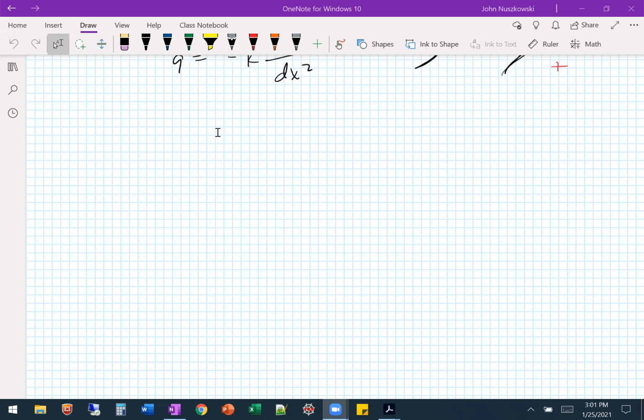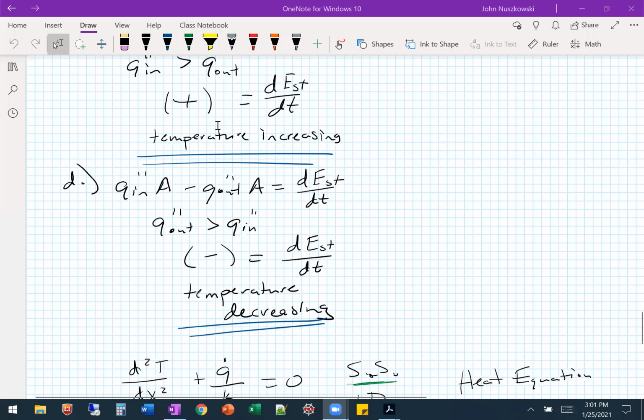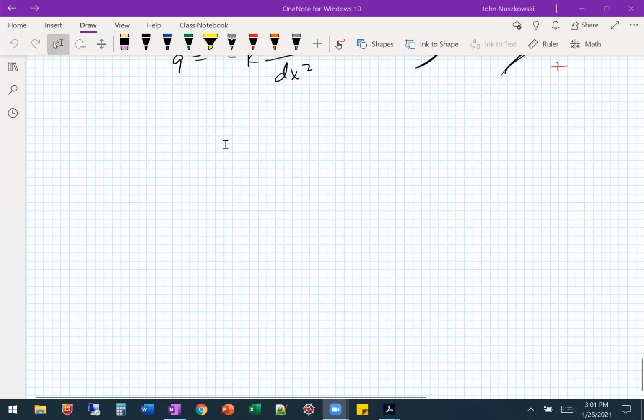Finishing up a couple more examples. So let's do problem 2.22.